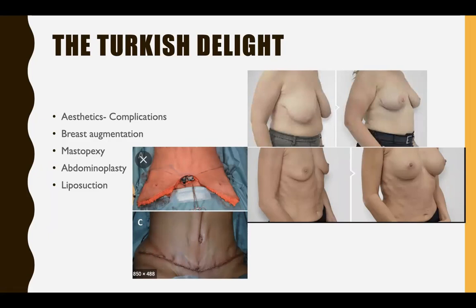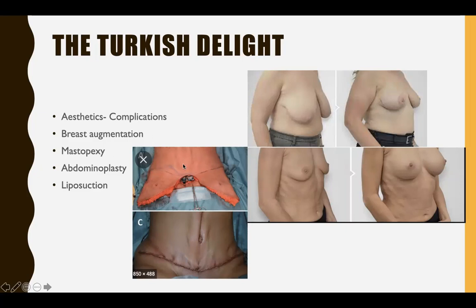This is a breast mastopexy. A pexy means that you're doing an uplift, so you go from a droopy breast to a perky breast. As opposed to a breast augmentation, where you're changing the volume, so you go from a flaccid breast to a fuller breast.